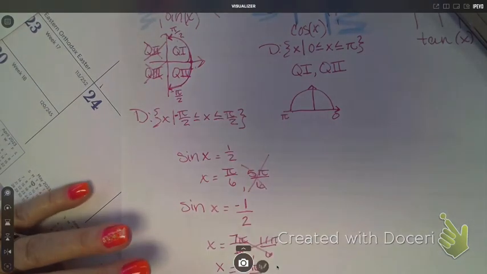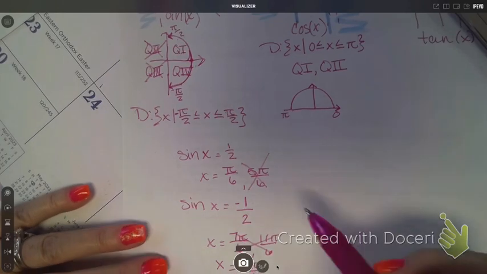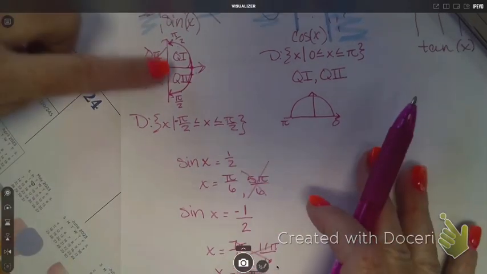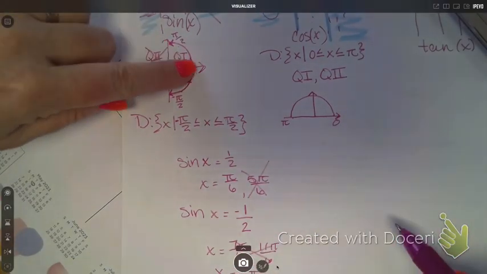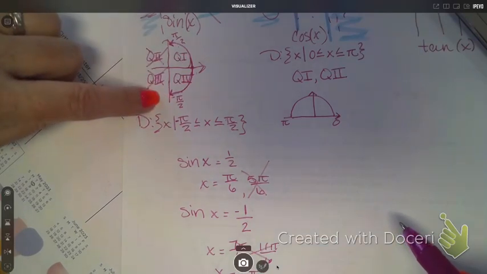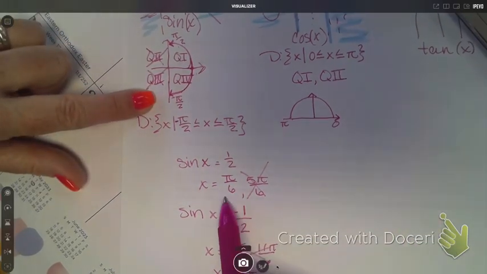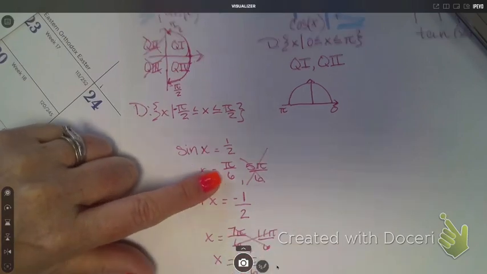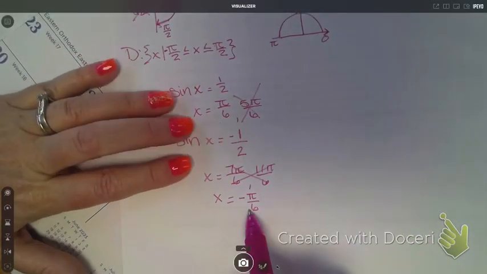Sine is actually pretty easy. Since we're rising to pi over 2 or dropping to negative pi over 2, all I have to do is, if I know the positive, all you have to do is put a negative and you got it.